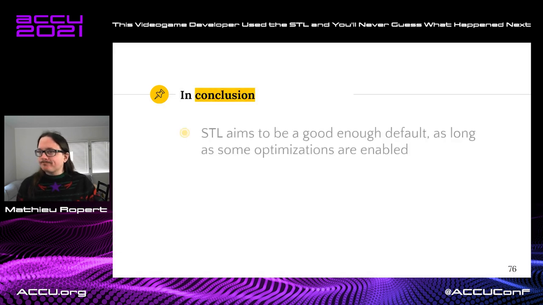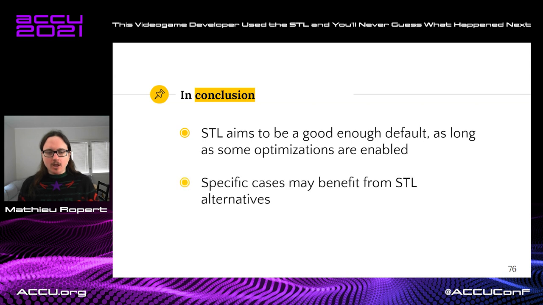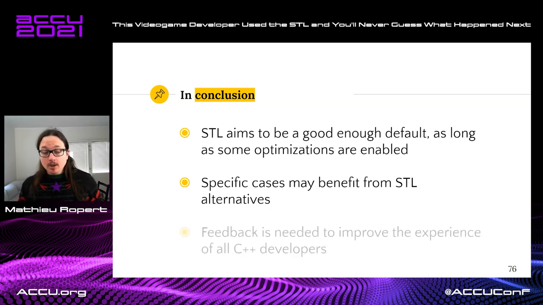In conclusion, the STL will try to offer you a good enough default. Remember that some optimization is required, but again, it's not only for the STL and it's not only for C++. In general, if you're doing C or C++ and you want any measure of performance, you have to enable at least some optimization. In some specific cases, you can make a better alternative. I have made a few suggestions, and I think a few of them could have a use even in the standard.